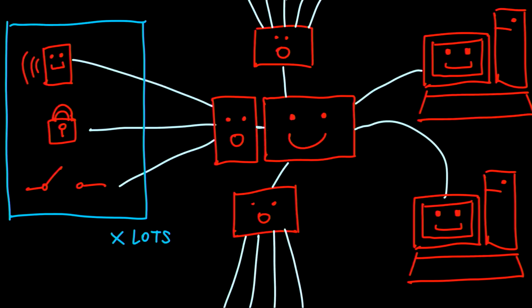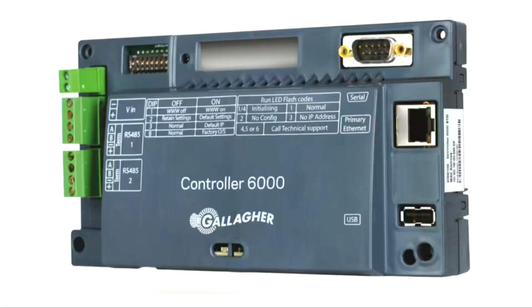So how does this badly drawn diagram fit within the Gallagher brand access control system? Their marketing material is a lot better than this, for starters. Let's look at the controller first. Controller 6000 is the current state-of-the-art Gallagher controller.